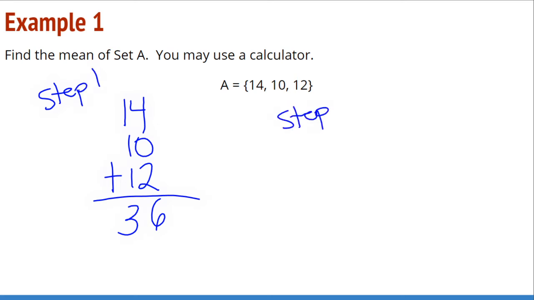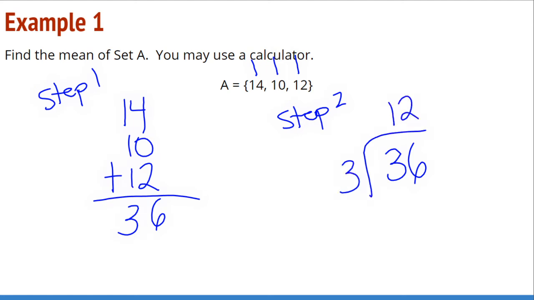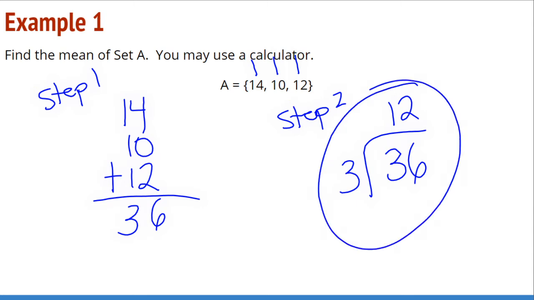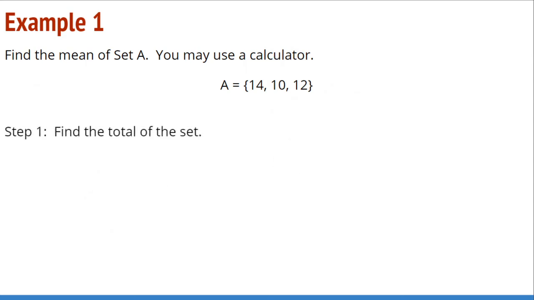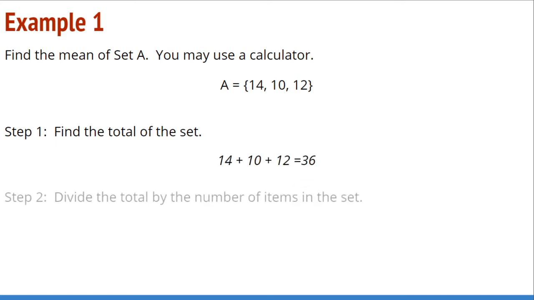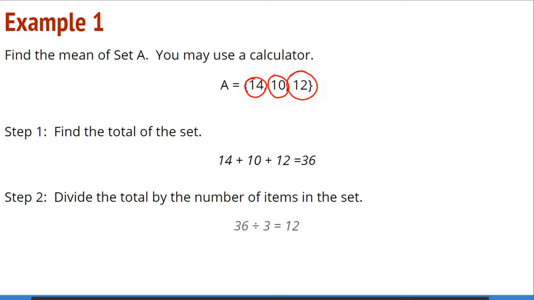Step 2, divide. I have 36 items. There are 1, 2, 3 that we added together, so I divide by 3. 36 divided by 3 is 12. The mean of set A is 12. Add everything together, divide by how many things we added together. Find the total of the set. 14 plus 10 plus 12 is 36. Divide by the total number of items in the set. Once again, there's 1 item, 2 items, 3 items. 36 divided by 3 is 12.